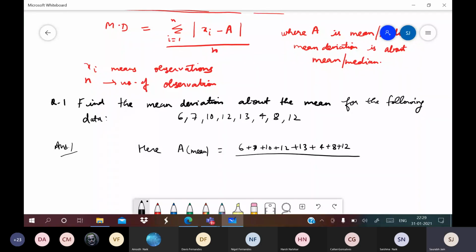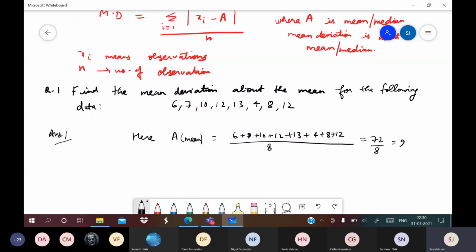Find the sum in the numerator. 13 and 10, 23, 35, 48, 52, 72, this is the sum, and the total answer is 9. So you have got the mean, right? Now you need to find xi minus A.